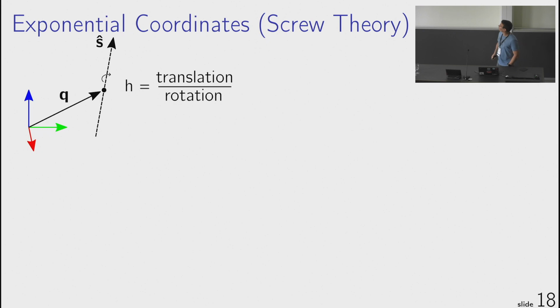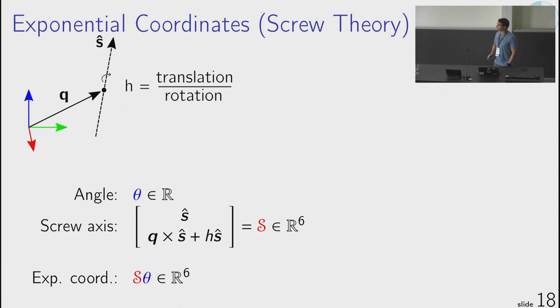Well, first we have to define a so-called screw axis, which is defined by some point on the axis q and some direction vector s hat. And we also define a so-called pitch, which is the relation between translation and rotation. And then we can write it down as a 6-dimensional vector. This is the axis. We multiply it by the angle about which we rotate it. And then we get a 6-dimensional vector, which are the exponential coordinates.